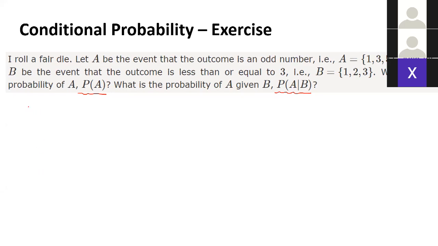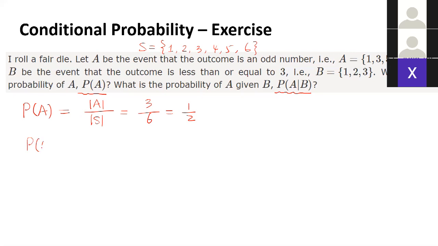Okay, first of all, let's calculate the probability of A given no conditions. The probability of A is defined as the number of sample points in this event over the number of sample points in the sample space, right? So first of all, what is a sample space? If I roll a fair die, the sample space is of course 1, 2, 3, 4, 5, 6, because there are 6 faces in a standard die. So the probability of event A: how many sample points are in this event? There are 3 sample points over 6 sample points in the sample space. So the probability of this event is 1 over 2, right?